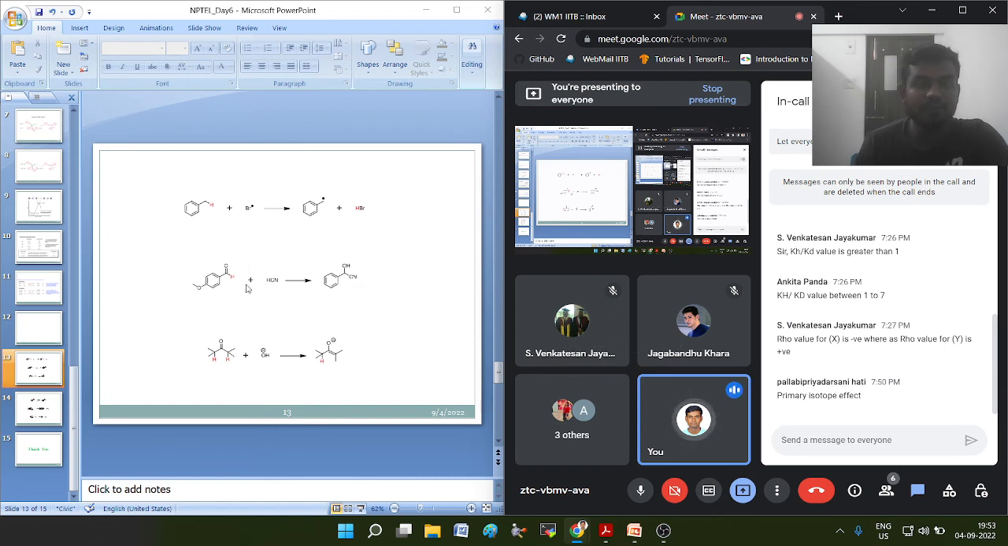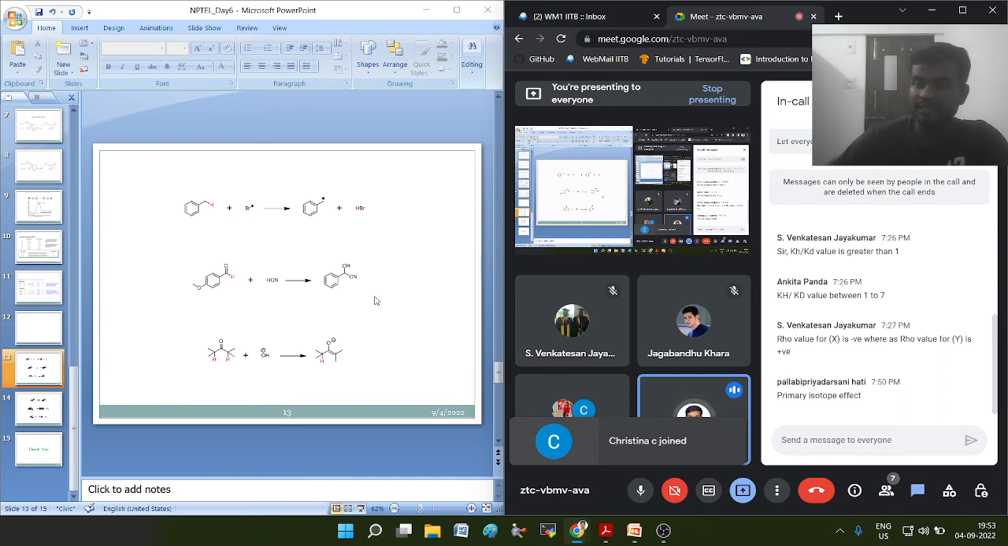See, there is no breakage of this CH bond here. It is actually there. So we don't expect a primary kinetic isotope effect. We expect a secondary kinetic isotope effect, and it is going from sp2 to sp3. So we expect an inverse kinetic isotope effect.